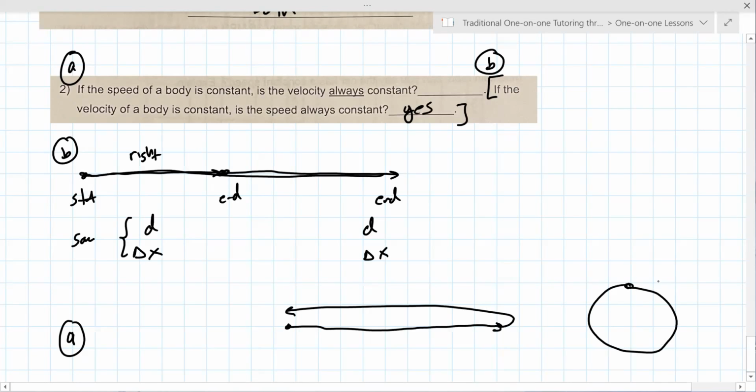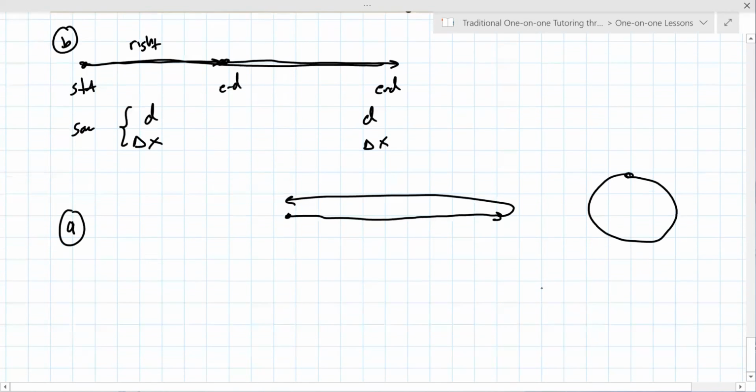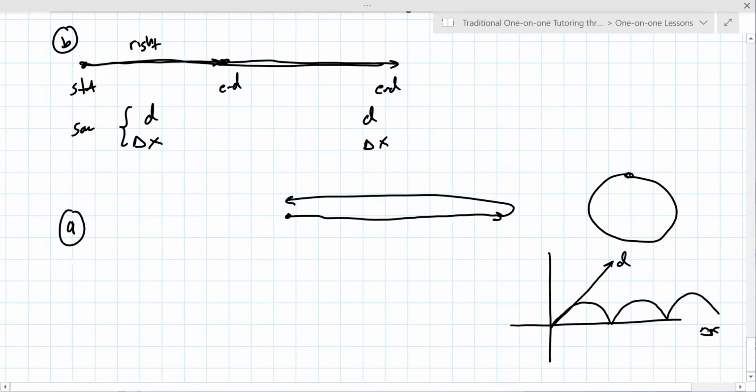So your distance is always increasing. If you're going around a track, your distance is just going up like that. But your change in position, you're getting further away, but then you come back. You get further away and then you come back. And then you get further away and you come back. And this is your delta X. So these are not the same.